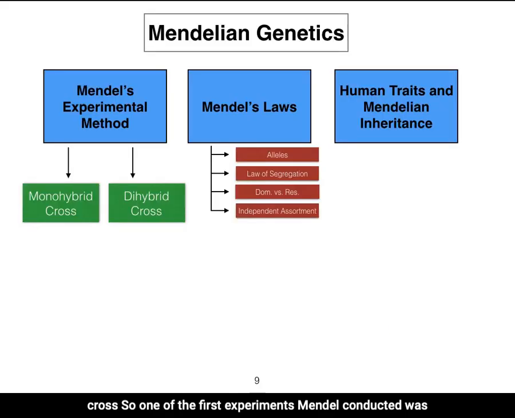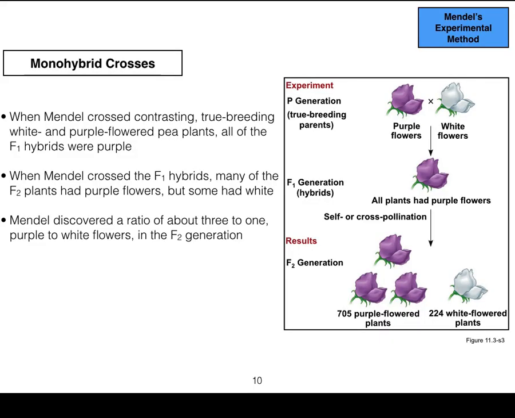So one of the first experiments Mendel conducted was using the method of a monohybrid cross. So let's look at the specifics. A monohybrid cross is a cross where you follow the inheritance patterns of a single trait. Mendel crossed contrasting true breeders, one with white and one with purple pea plants. The F1 hybrids produced from this breeding were all purple, and this was quite surprising to Mendel.